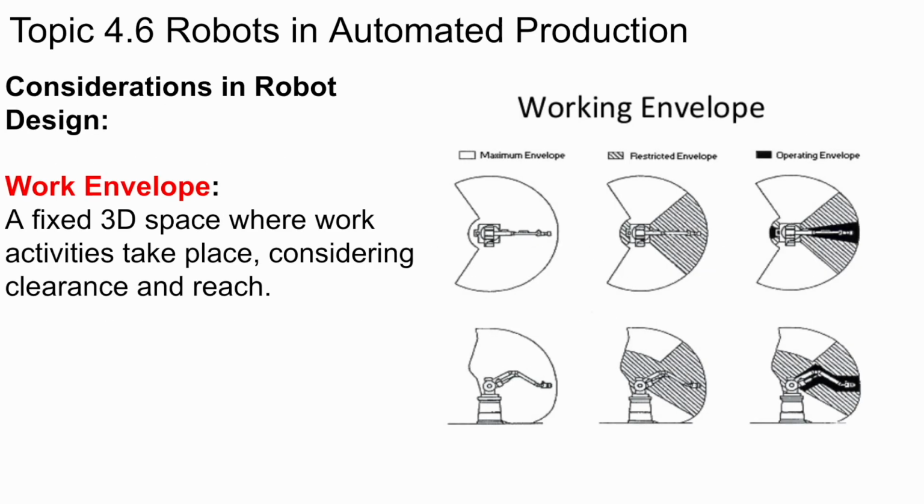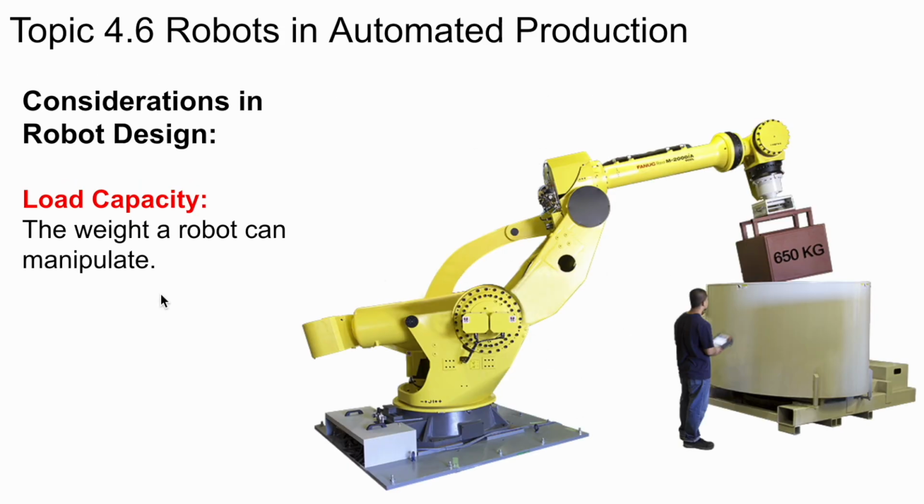We need to make some considerations in robot design. So one of the first things is a work envelope. So this is a fixed 3D space where work activities take place, considering clearance and reach. And we definitely need to consider that with robots. And you can see some examples of work envelopes with this robotic arm. We need to consider load capacity, so the weight a robot can manipulate. This is important because you don't want it to try to lift things that are too heavy for it.